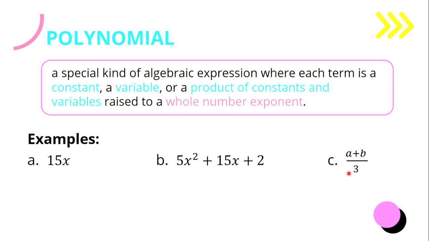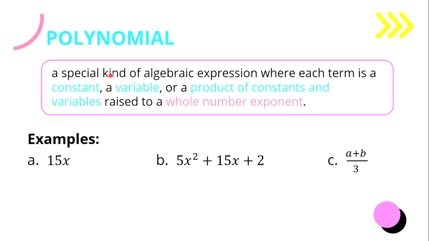We have here the third, a plus b all over 3. Here, the numerator has two variables, a and b, separated by addition, and then the denominator is a constant. Still, it's considered a polynomial.